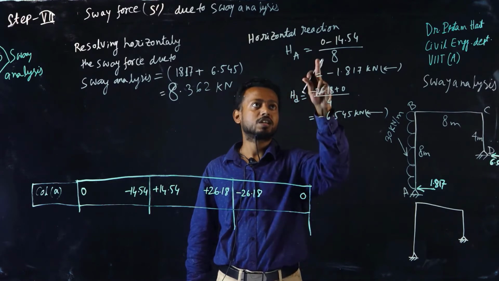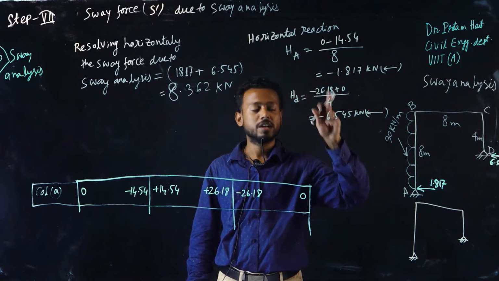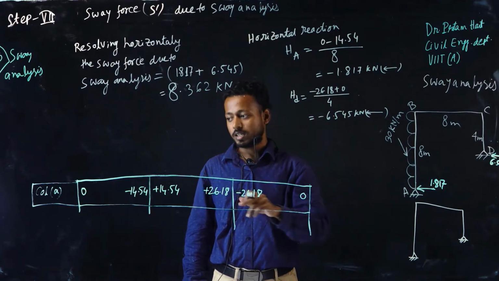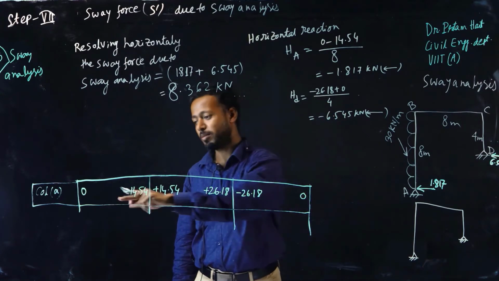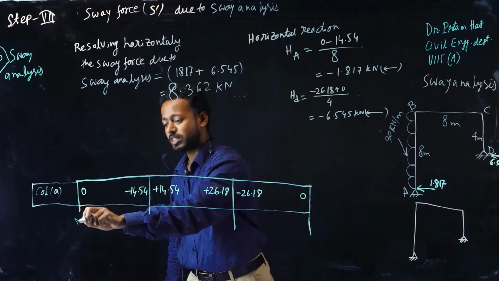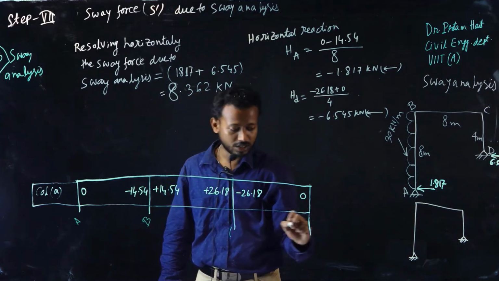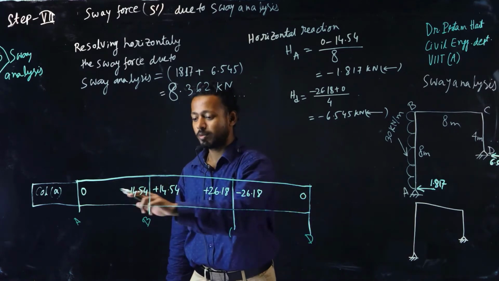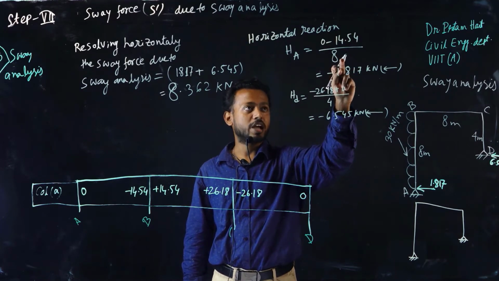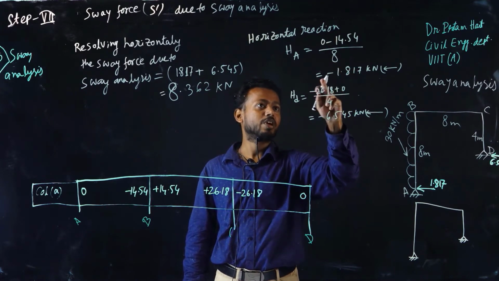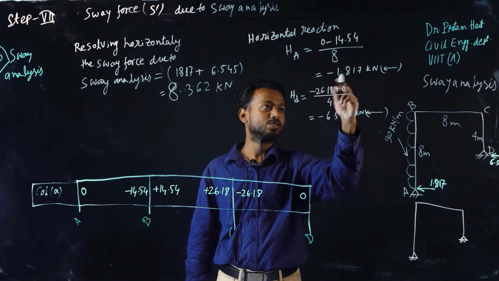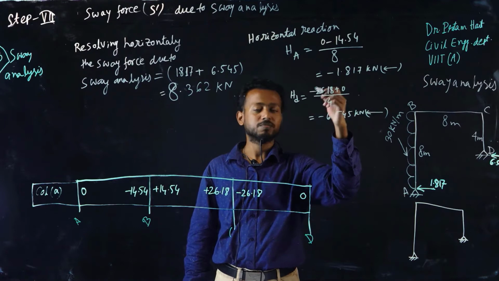So horizontal reaction at A, I told you the formula: MAB plus MBA. MAB is 0, MBA is minus 14.54. This is support A, B, C and D. So this moment plus this moment, divided by height 8, gives minus 1.81 kilonewton. As this is minus, it is acting from right to left.